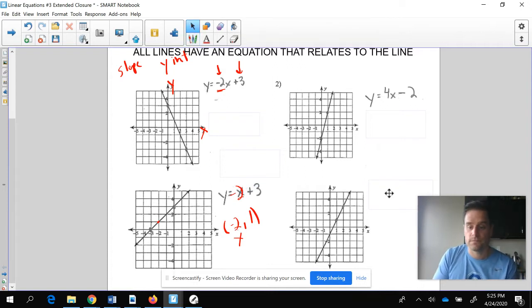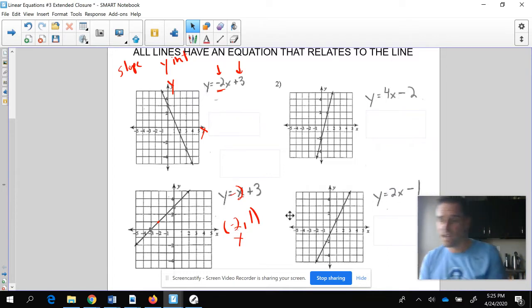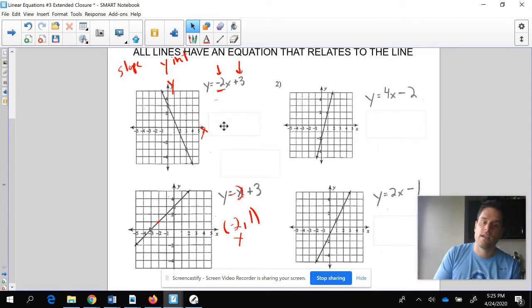Let's try another one. Take a look here. This is y equals 2x minus 1. Now my head's almost in the way. Almost hitting it.